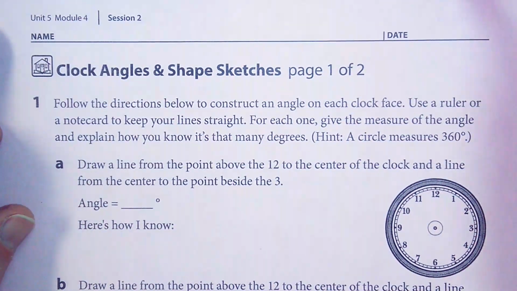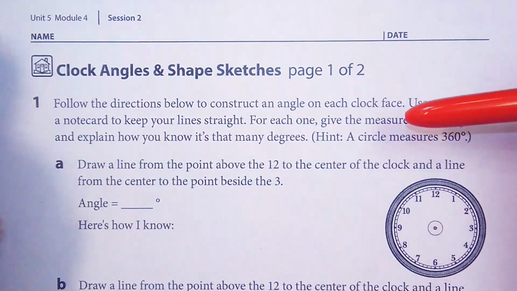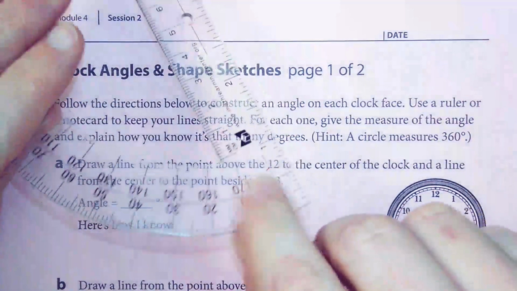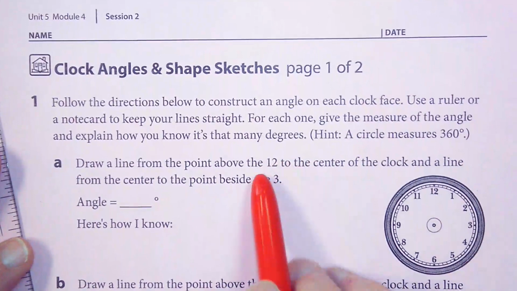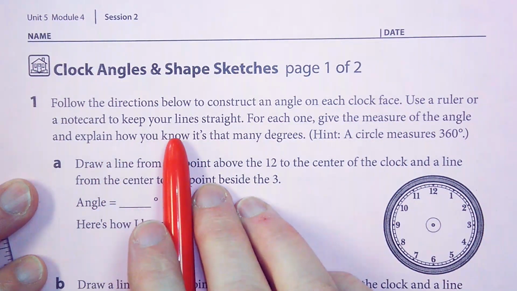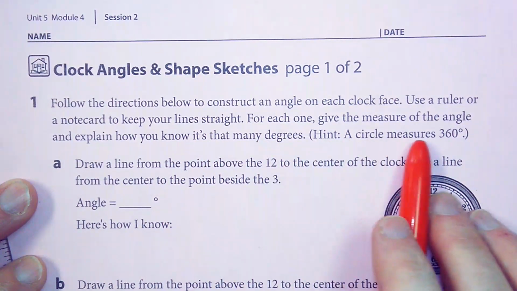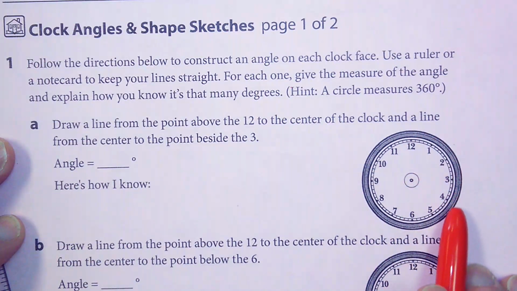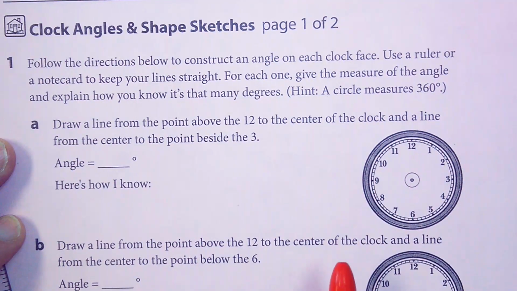Follow the directions below to construct an angle on each clock face. Use a ruler or a note card to keep your lines straight. Okay. I do have a little protractor here that I'm going to be using as my straight edge. It's got a broken bit on it, but the straight part's still okay. For each one, give the measure of the angle and explain how you know it's that many degrees. Hint, a circle measures 360 degrees. So an hour on a clock, if you follow the big hand around, that's 360 degrees.